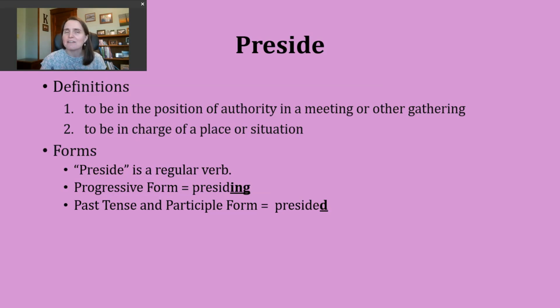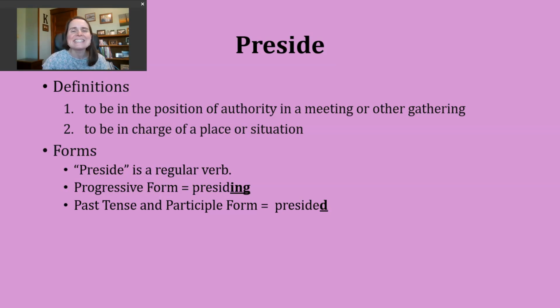Now that's the spelling, but the sound of our verb preside ends in a D sound. And this means when I add that ed ending, I'm going to make an id sound, and I'm going to add an extra syllable as I say it. The past tense and the participle form of our verb should sound like this: presided, presided.